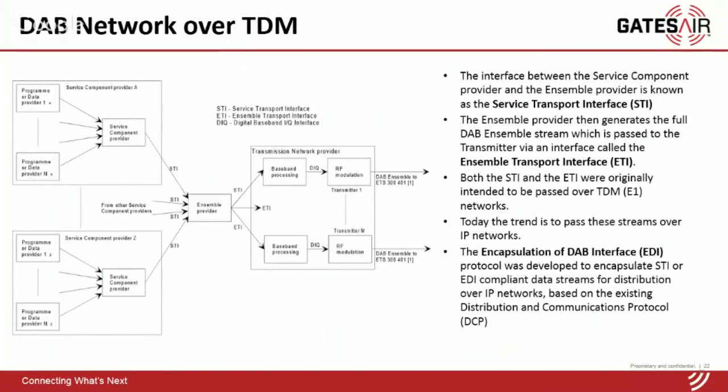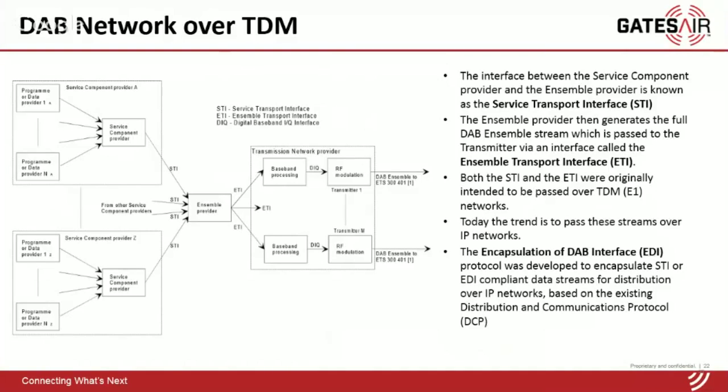They just get a data feed that's sent into the transmission network system over a protocol called ETI, which is the Ensemble Transport Interface. Both the STI and the ETI were originally intended to be transported over TDM networks, like E1, fractional E1 services. But today, of course, the trend is sending everything over IP. So some work was done a few years back to encapsulate both those STI streams and the ETI streams into the EDI stream, which is becoming very popular now, the encapsulation of DAB interface.